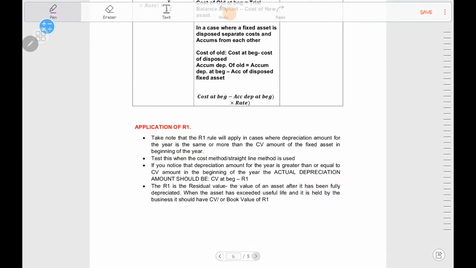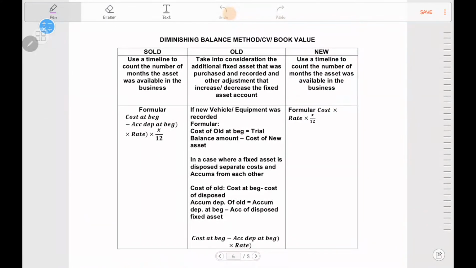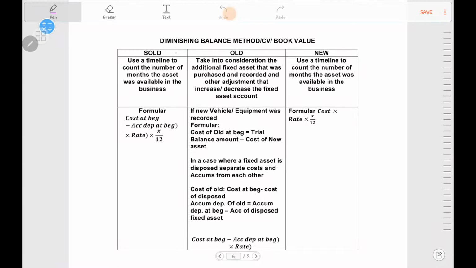Okay, then let's look at the one whereby we have to subtract the accumulated depreciation. So let's talk about the diminishing balance method or the book value method, meaning that here depreciation will be calculated on the diminishing balance, or on the carrying value or the book value, meaning that to find the carrying value, we have to take the cost, then we subtract what? We subtract the accumulated depreciation. Even here you have to subtract any new fixed asset that was recorded, and also the one that was disposed if it was not recorded.